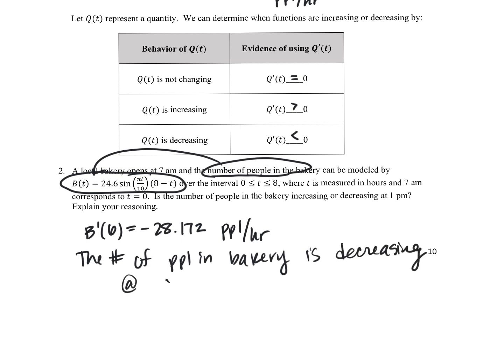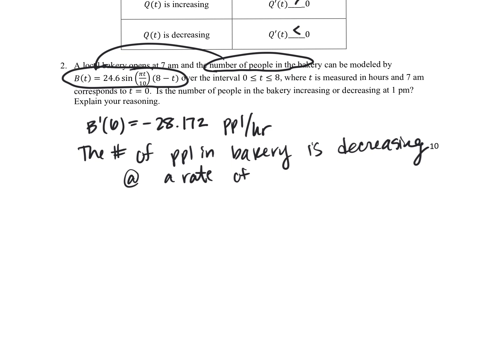At a rate of positive or negative do I write now? Positive. Since we said decreasing, then we just use the positive. Agreed. So then we're going to say 28.172 people per hour.